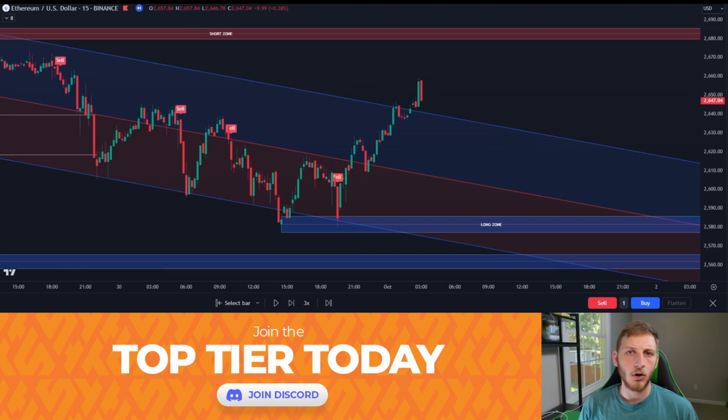But what if we don't have a long or a short zone? Can we still use the indicator? The answer is, of course, you can. So in this example, we're on the 15-minute frame for Ethereum. We are not going to have the long and short zone as a part of our entry. We will have it as a part of our take profit.